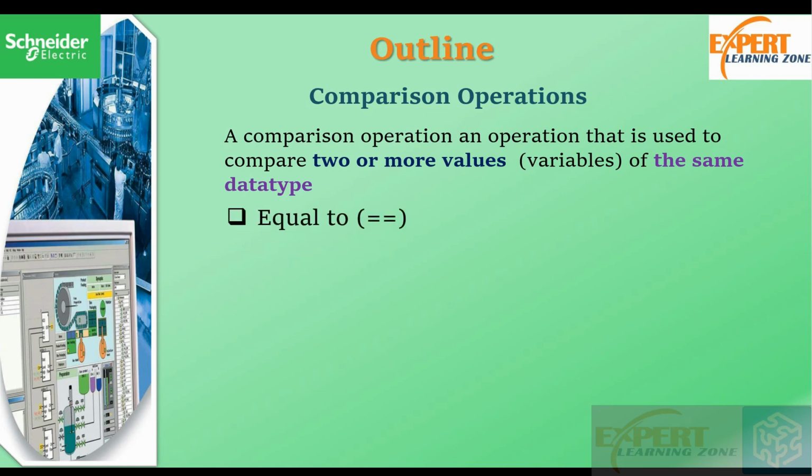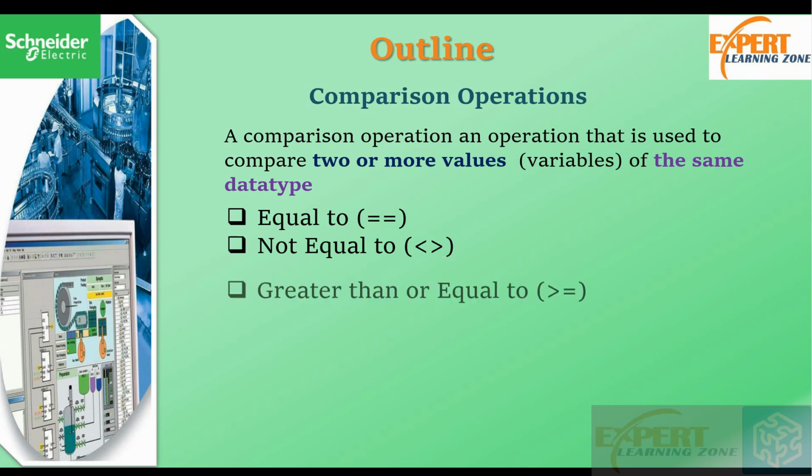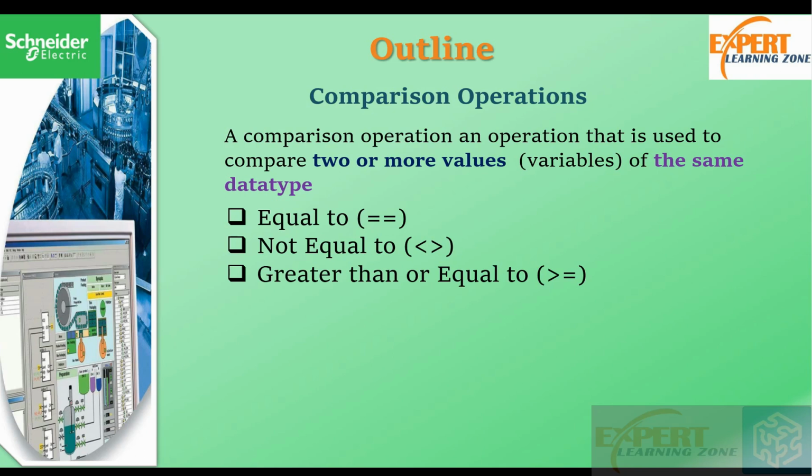So the first comparison operation that we shall look at is the equality operation, and this operation gives a logic 1 at its output when the comparison of the inputs are equal, and the not equality, which is not equal to, it gives a logic 1 when the comparison of the two inputs are not equal. Then we have the greater than or equal to. So when input 1 is greater than or equal to input 2, then this gives a 1 at the logic output. While when operand 1 is less than or equal to operand 2, this gives a logic 1 at the output.